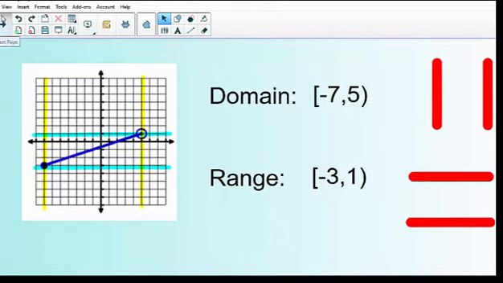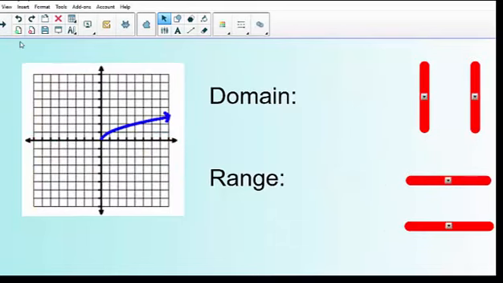So let's look at our second example. For our second example here, we are going to start with looking at the domain. Remember, domain is going to be vertical lines. So I'm going to get my highlighter, and I'm going to look on the left and I'm going to say, okay, where does my graph stop? If I'm looking on the left, I notice that it stops right here. So I'm going to draw a vertical line through that point.